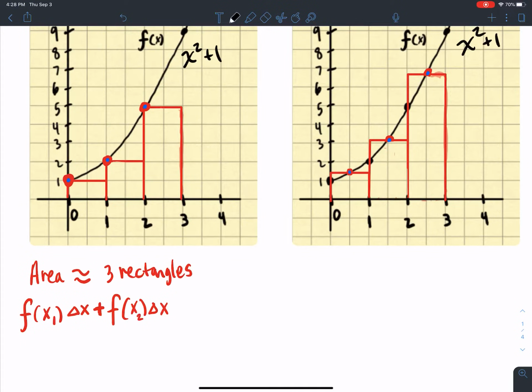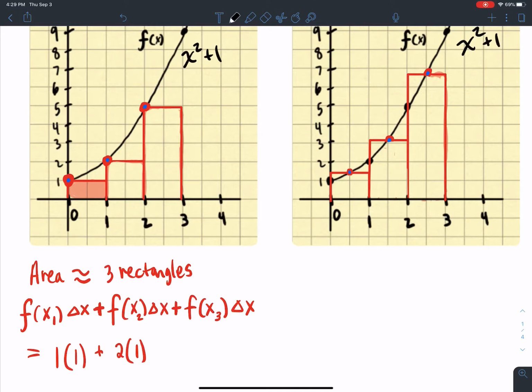Now this next one here, I plug in x2, f of x2, and I get this height here, and delta x once again is that width there. And then I plug in f of x3, I get that height there, multiplied by the same width. So 1 times 1. If I plug in a 0 here, I get 0 squared plus 1, which is 1. Then multiplied by my width, my delta x equal to 1, I get this area here.